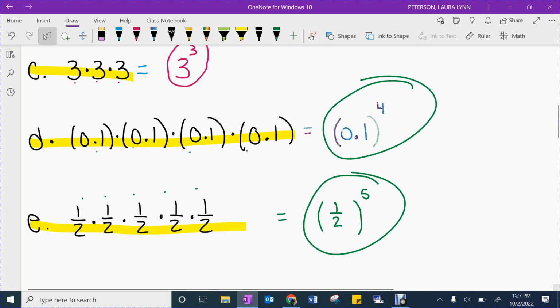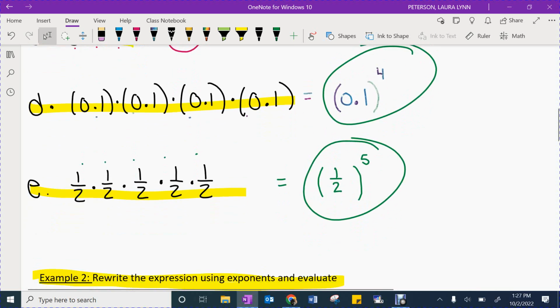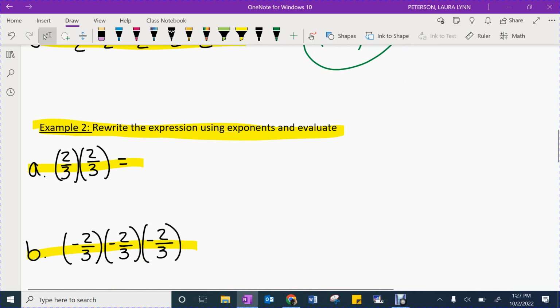Hopefully the idea of writing it isn't too bad. We are going to go to example 2 where we are going to rewrite, again, repeated multiplication using exponents. But we're also going to solve it. We're going to figure out what is the actual answer. So if you need to pause the video, if you need to finish writing, go ahead. Otherwise, we are going to move on now to example 2. If you're using boxes, this would be box 3.